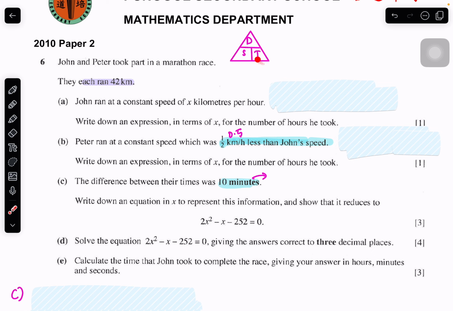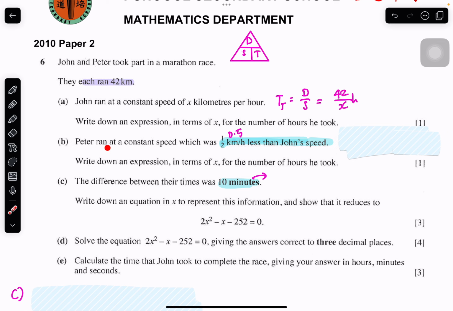So in this case, we can easily see that the time taken by John would just be the distance taken by him divided by his speed. Alright, so the first part is a relatively straightforward question, right? The time taken by John would just be 42 divided by x. Okay, so do include the units, hours, as well.